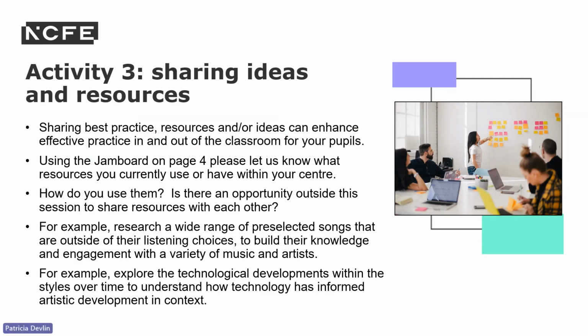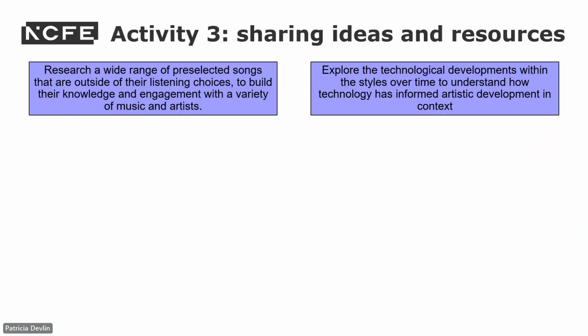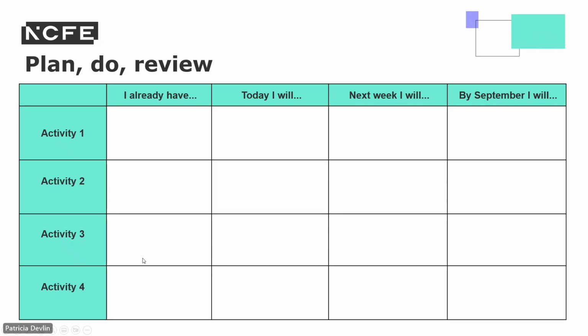Okay, we'll move on. Should we move on to the next activity? And the Jamboard will stay there for you to add and share resource ideas that you have. So again, we'll go back to your plan, do, review and looking at activity 2 and 3, the active teaching and ideas for sharing resources. We'll just give you a couple of minutes to consider what you've already done, what you'd like to do today, by next week and by September.